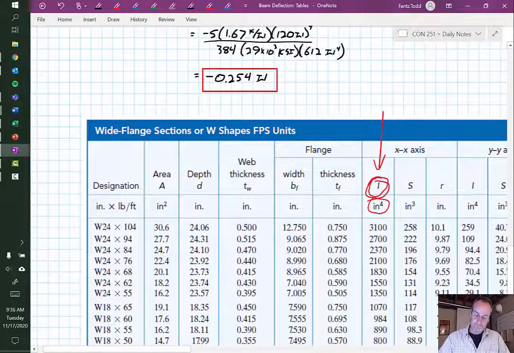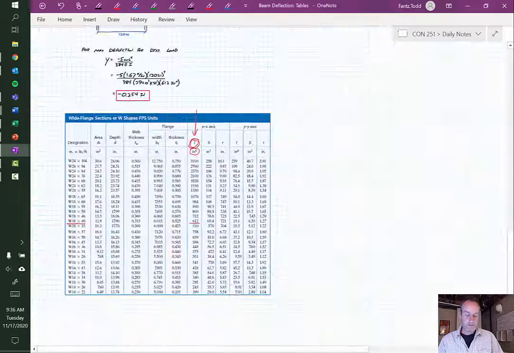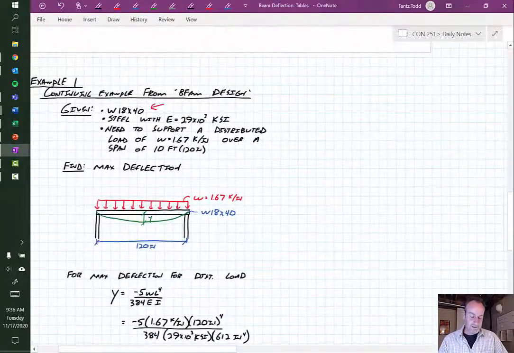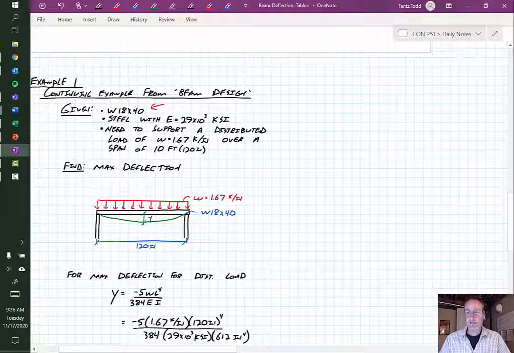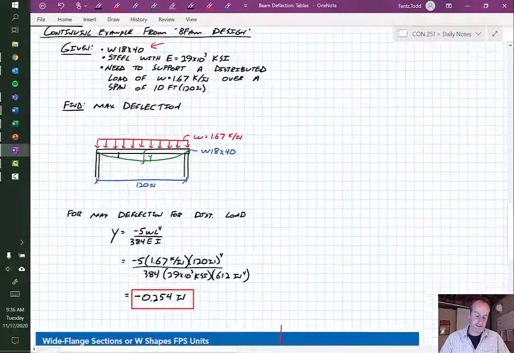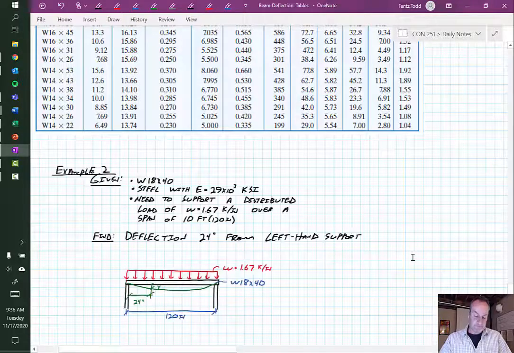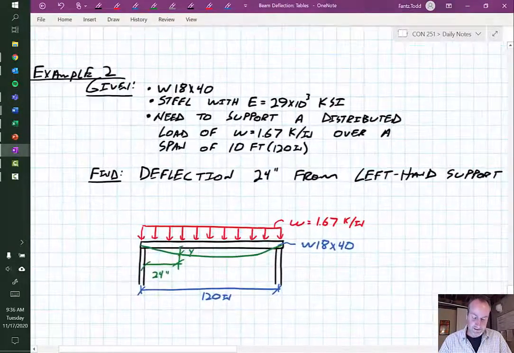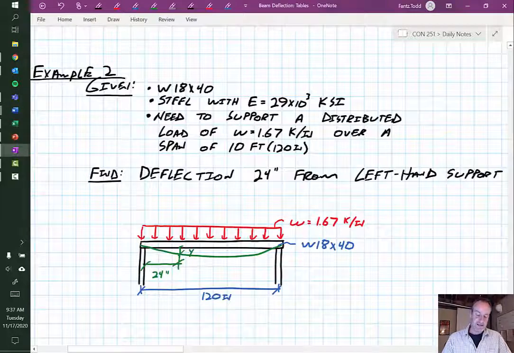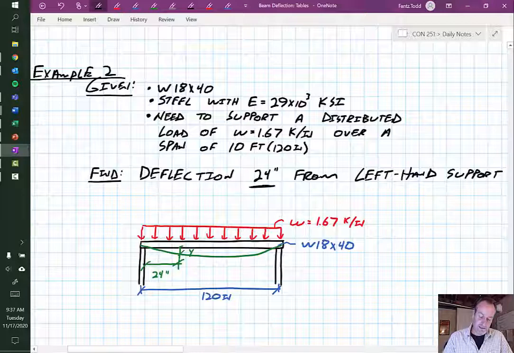Not too bad, right? But what if we had the same problem, but we didn't want to know the maximum deflection. Instead, let's say we wanted to know the deflection like 24 inches from the end. So let's do another example with that being the case. So this example looks almost identical to the other one. The only difference here is instead of finding the maximum deflection, I want to find that deflection 24 inches from the left-hand support. So I have it drawn in here, 24 inches from that left-hand support.